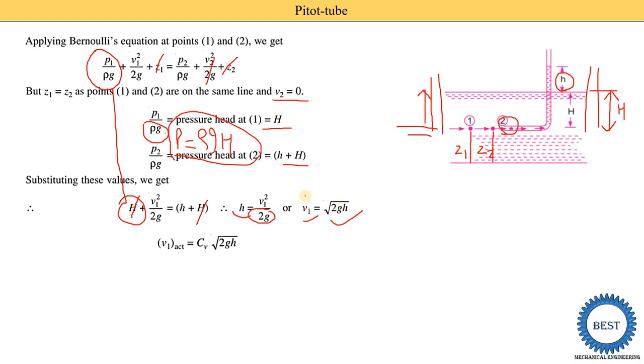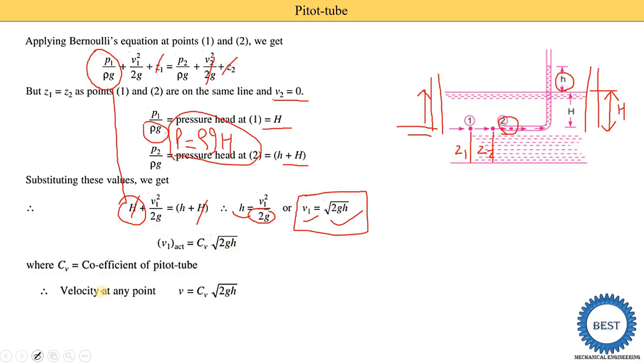This equation gives the theoretical velocity, but the actual velocity is less than the theoretical velocity, because there is some coefficient of velocity in the pitot tube. So V1 actual is equal to CV times the square root of 2gh. Here the CV is the coefficient of velocity or coefficient of the pitot tube. So this is the equation to measure the velocity by using this pitot tube.